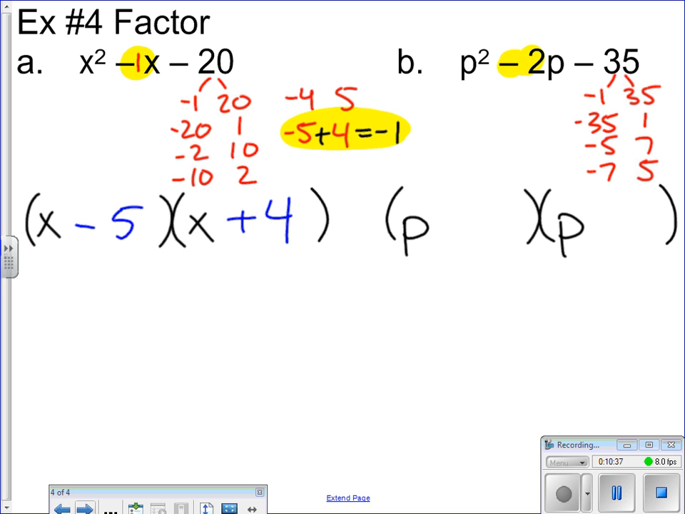And I believe that is the last one. Negative 7 plus 5 is negative 2. So I'm going to put a minus 7 in one parenthesis and a plus 5 in the other. And that's how you factor trinomials when there's no number in front of the x squared or p squared. All right?